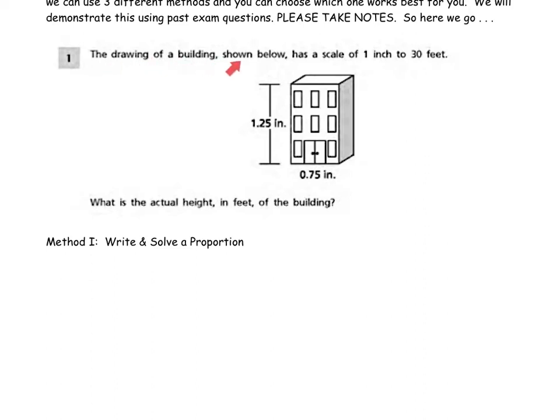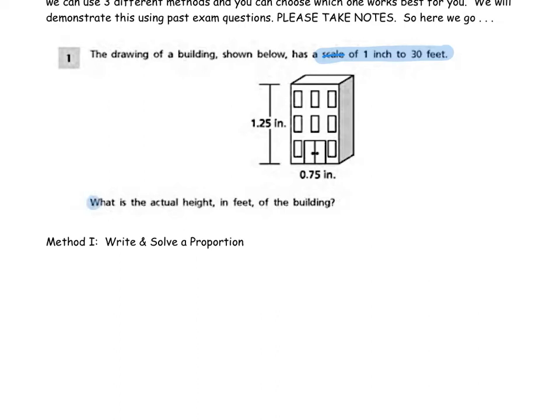The drawing of a building shown below has a scale of 1 inch to 30 feet. So here's our drawing, and you can see measurements are marked. What is the actual height in feet of the building? And method 1 is to write and solve a proportion. So since we're going to be writing and solving a proportion, the scale is very important. So what I want you to do right now is highlight or circle this information. So they're giving us the beginning of a ratio, a comparison of inches to feet.